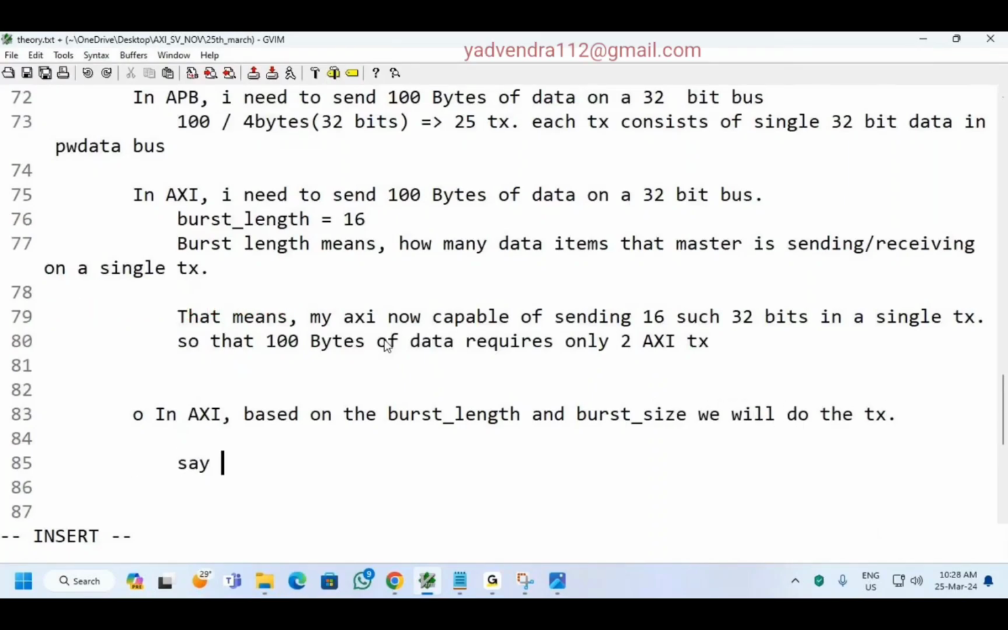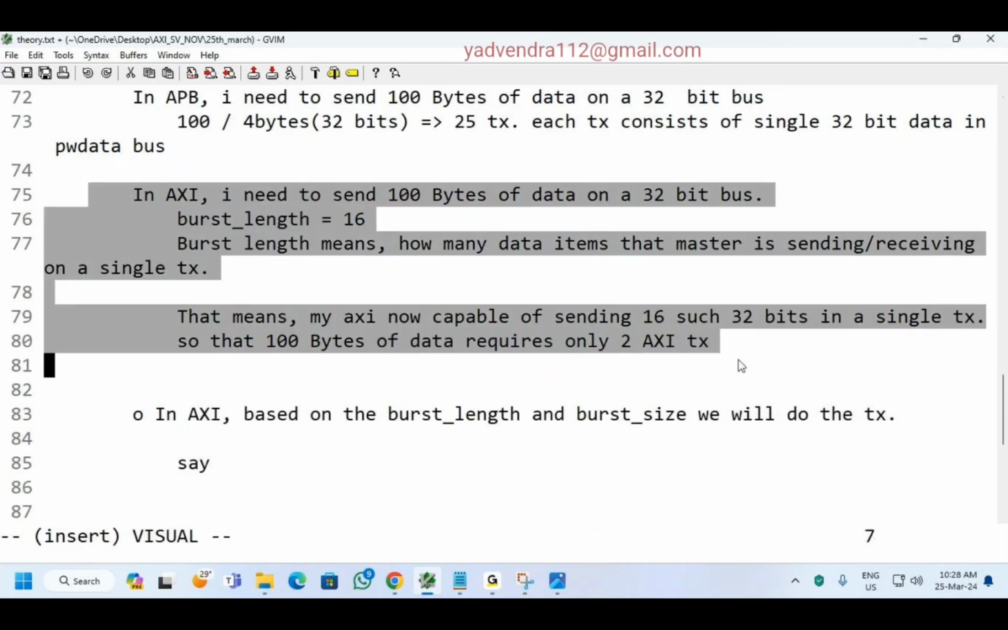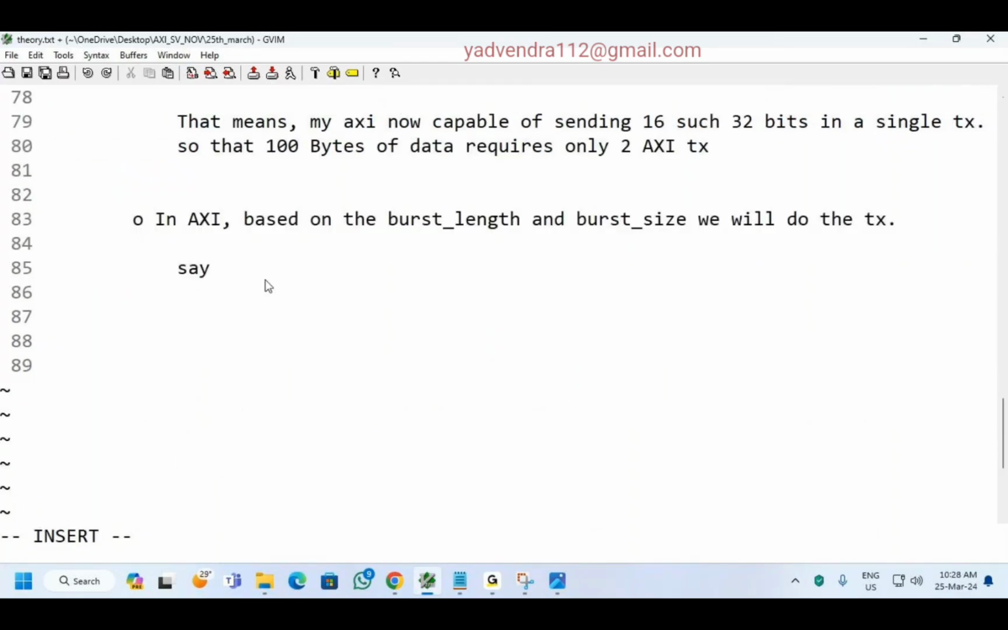Say, as an assumption, I am giving some of the signals right now to understand these things. Let's not think like I don't know all these signals right now, just take it like this. Address is equal to, let's take 32-bit 100. This is a normal address. Next, burst length is equal to, let's take 15. Burst size is equal to 2.